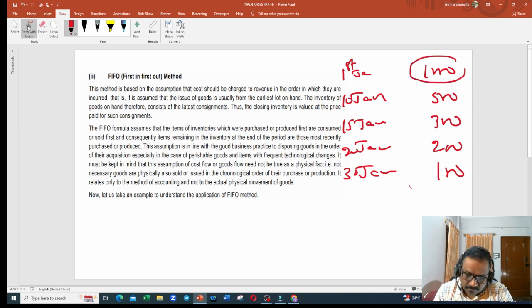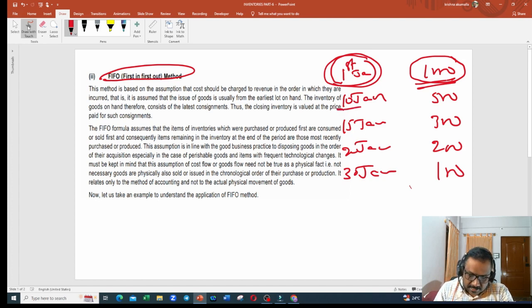First, this 1,000 should be consumed because we are following the first in, first out method. What is the first lot we purchased? We purchased our first lot on 1st January, so that has to be consumed first. Then on 10th January we purchased 500, that has to be consumed next. Next, 15th January we purchased 300, that has to be consumed next. So if I say 1,800 worth of goods were consumed in the month of January, I need to take these three into account: 1,000 plus 500 plus 300, put together 1,800 would have been consumed.